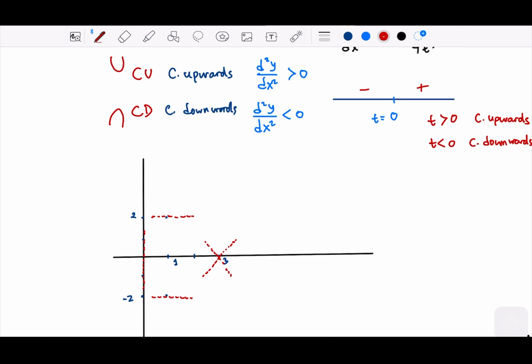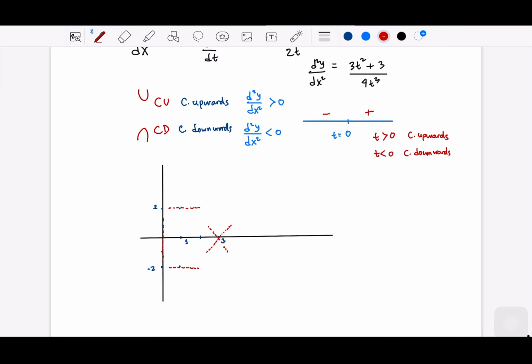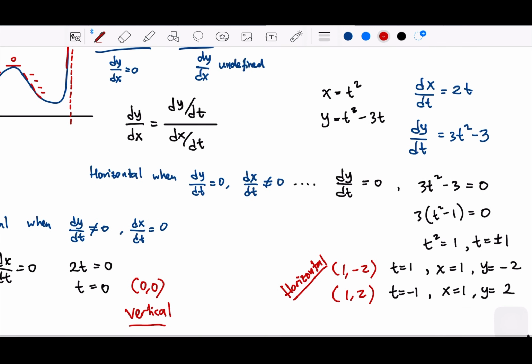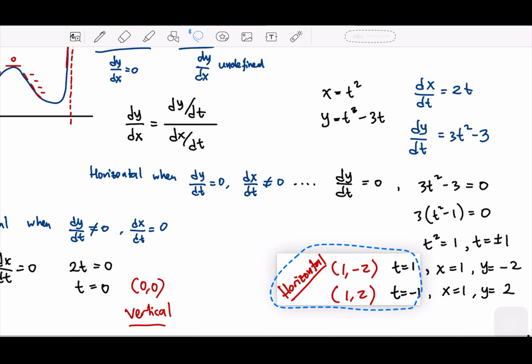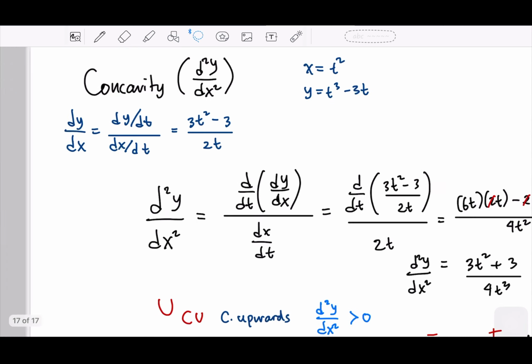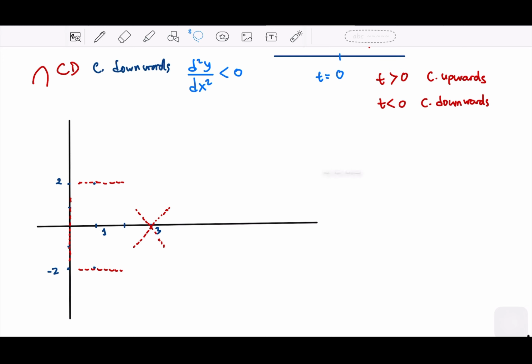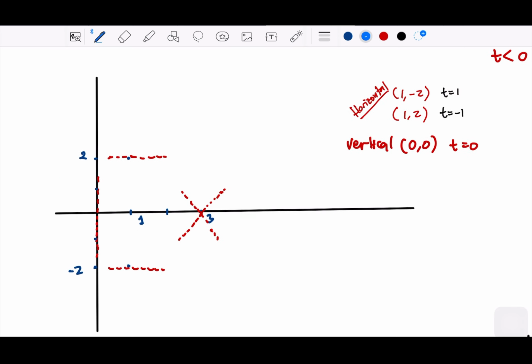Okay, now let me copy all this. This is the horizontal. Let me copy, because the important one is we know which the t. Okay, so let me copy here to give you, and then vertical is 400, right? When t is 0. Okay, so we can pinpoint all the t.